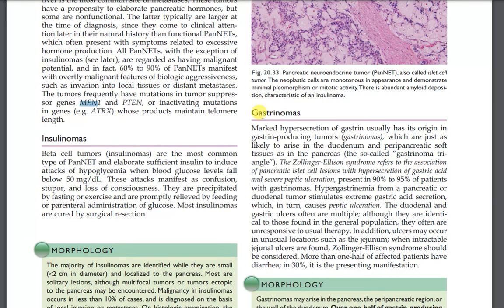Then gastrinoma is the most common condition. It leads to the syndrome known as Zollinger-Ellison syndrome. Very interesting pathology; especially in digestive tract pathology, we'll discuss it. It leads to overproduction of gastrin, the hormone which causes activation of the parietal cells of the stomach, which produce more acid in the stomach, which leads to ulceration of the stomach.